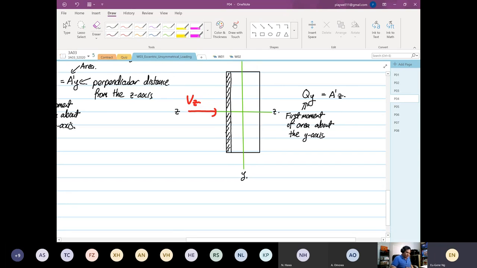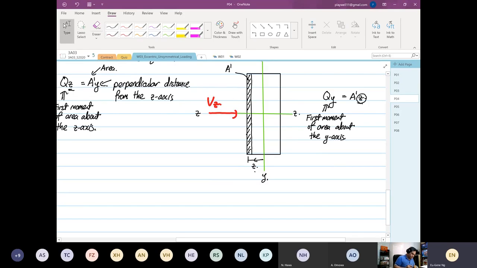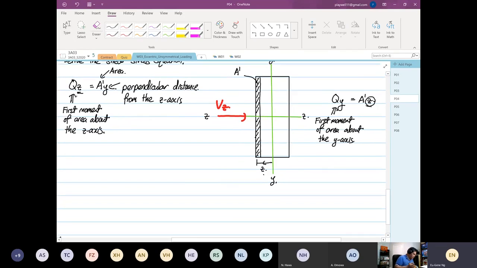The y-axis is the axis that the first moment of area is going to rotate on. And we know that this distance is equal to what? Z. And our shaded region is still A prime and Z. So our Z distance is basically to the centroid where the area stops. So that is our Z distance. Okay, any questions so far?